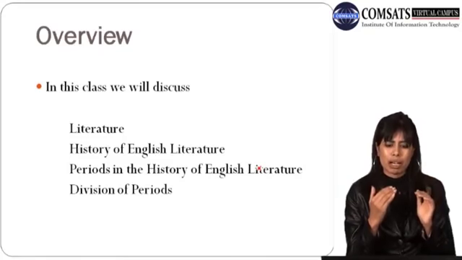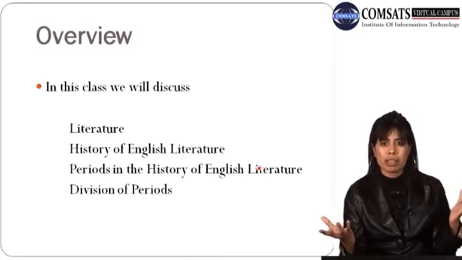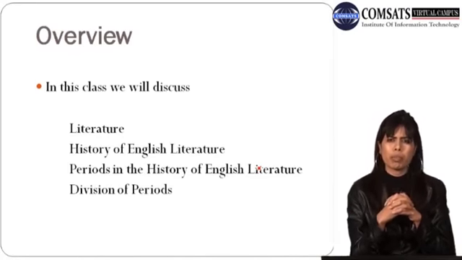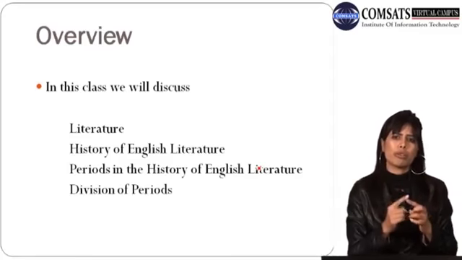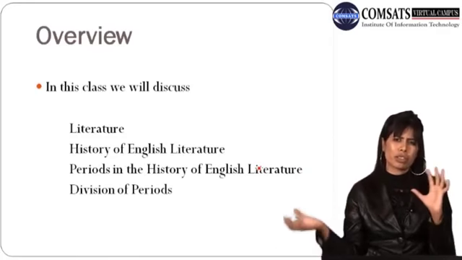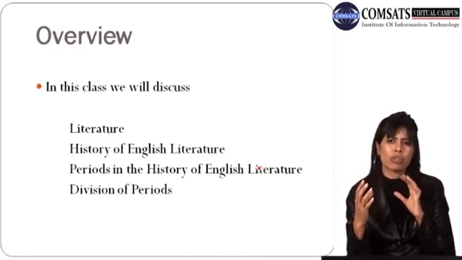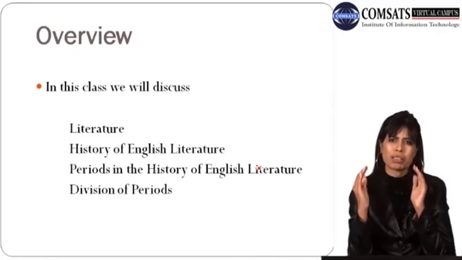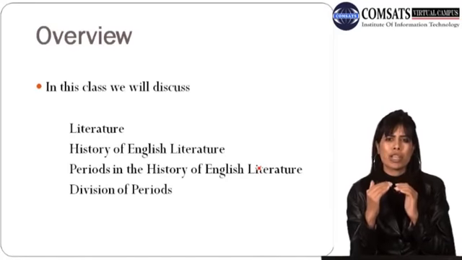Overview of the lecture today. In this class we will discuss what basically literature is, and then the history of English literature, periods in the history of English literature, and then the division of those periods. My dear students, we'll take a start from the definition of literature, and then we'll go particularly for what the history of English literature is, and certain ages, certain periods are there in the history of English literature, because that is comprised of too many centuries. So we have given those centuries and those specific eras certain names. So my dear students, here we'll talk about English literature in general terms.